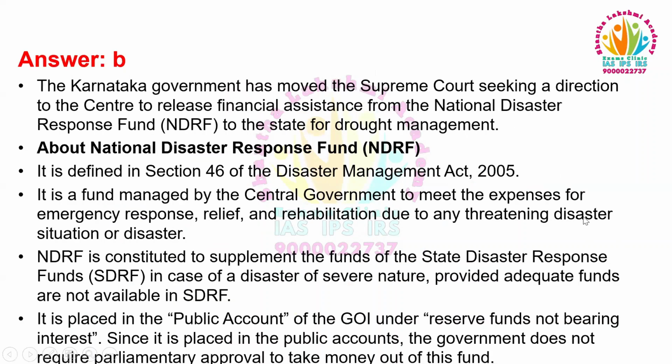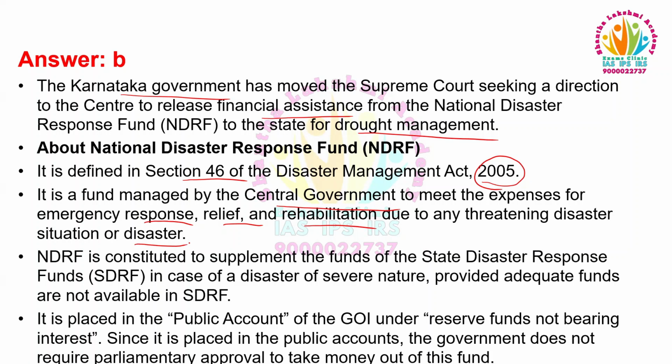This was in news recently. The Karnataka government has moved the Supreme Court seeking a direction to the center to release financial assistance from the National Disaster Response Fund to the state for drought management. About this fund, it is defined in Section 46 of the Disaster Management Act 2005. It is a fund managed by the central government to meet the expenses for the emergency response, relief and rehabilitation due to any threatening disaster situation or disaster.